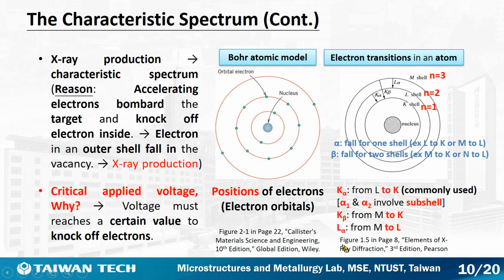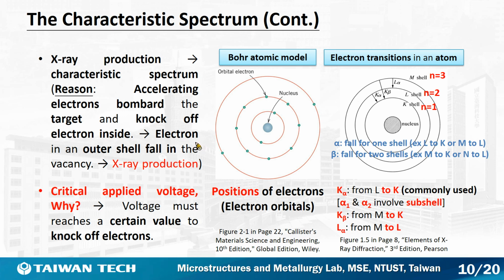Okay, now we know some about quantum mechanics. So let's talk about why we have this K alpha, K beta, and maybe the K, L, and M. So first, let's see that because we have X-ray production, right? And X-ray production will form this characteristic if we have a high enough voltage.